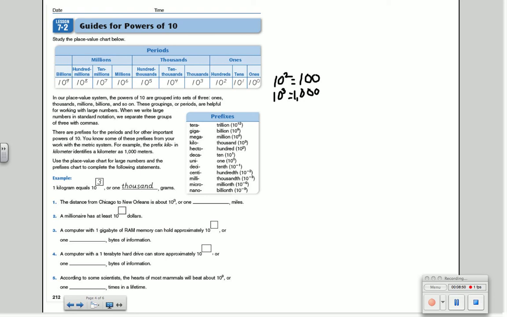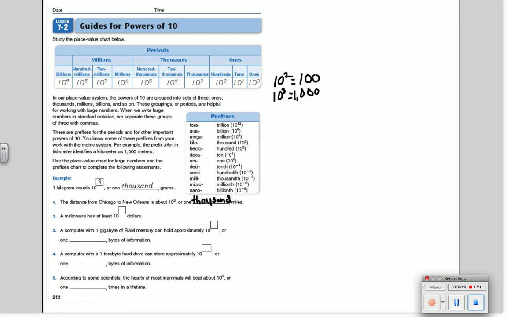Use the place value chart for large numbers and the prefixes chart to complete the following statements. Alright, so their example, 1 kilogram equals 10 to the 3rd or 1,000 grams. Okay, question 1. The distance from Chicago to New Orleans is about 10 to the 3rd or 1 blank miles. Well, 10 to the 3rd power, if you check your prefixes chart, means 1,000 miles. So, write in 1,000, please. Spell it right. The word is on the page a couple of times, so spell it correctly.